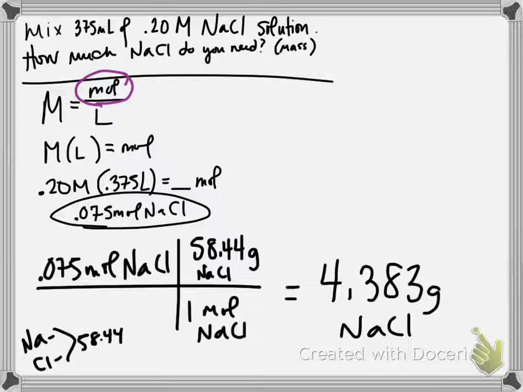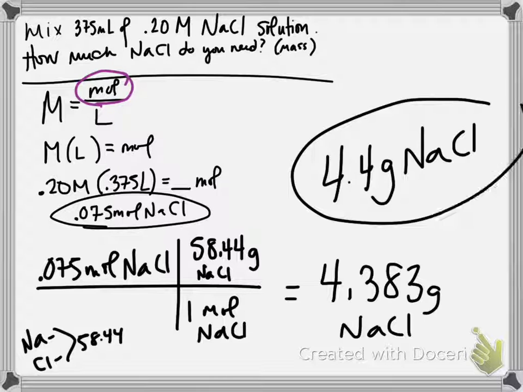Pretty small, pretty manageable amount. And how many sig figs do we have? Check yourself. 2. We're limited to 2 sig figs, so our final answer for this would be 4.4 grams of sodium chloride. Okay? Questions? You want to do another one, or are you good? Want to just take the FIP quiz?